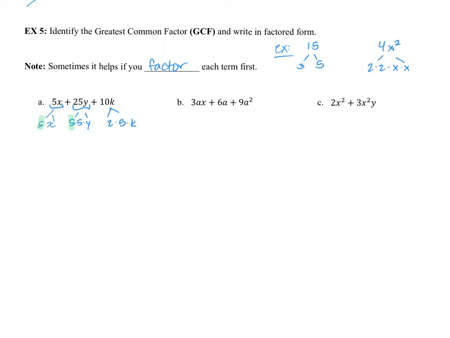Do they all have an x? No, they don't all have an x. How about, do they all have 2 5s? No, they don't all have 2 5s. Okay, so all they have in common is they each have 1 5. So that 1 5 is going to be our greatest common factor. So our GCF for this problem is 5. And let's go ahead and factor out that 5.